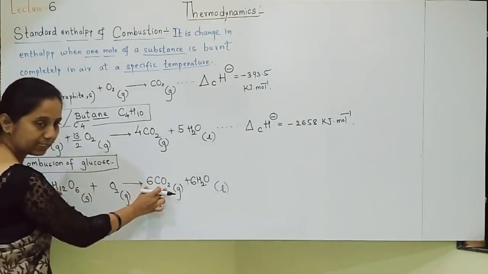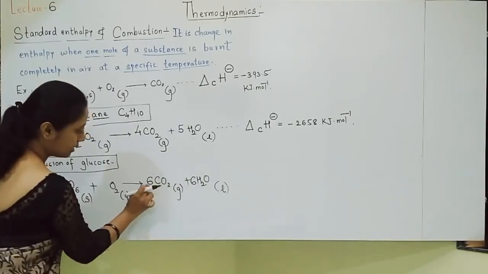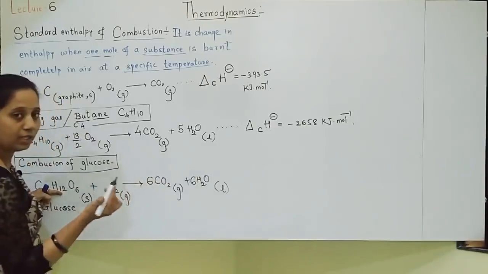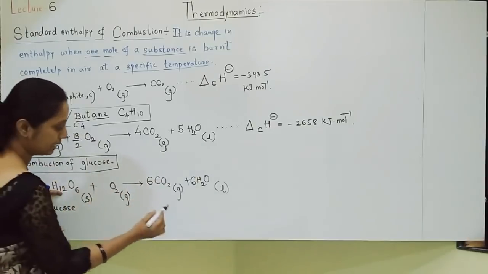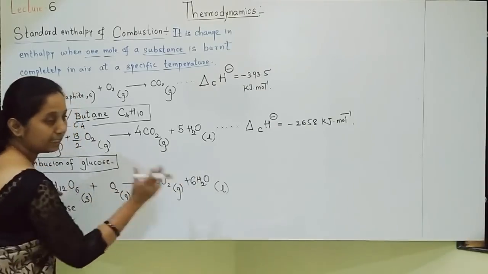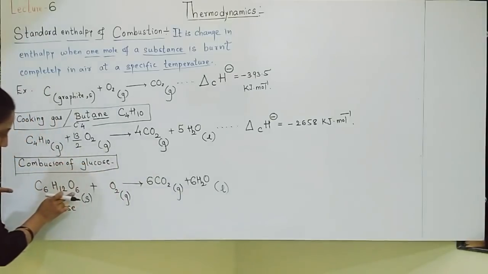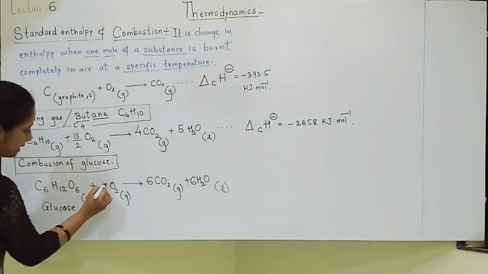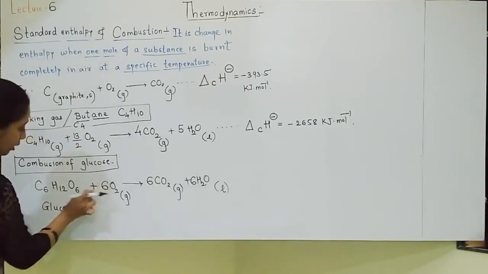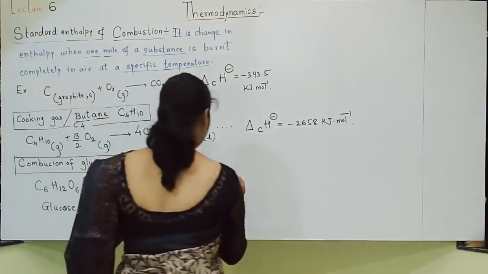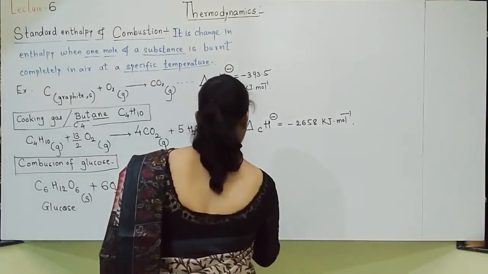How many oxygens are there, students, on the right side? 6 2s are 12 plus 6. Total 18 oxygens are there on the right side. Now here already 6 are there. So I must write here 6. 12 plus 6, here 18. Okay. Make practice of writing equations.